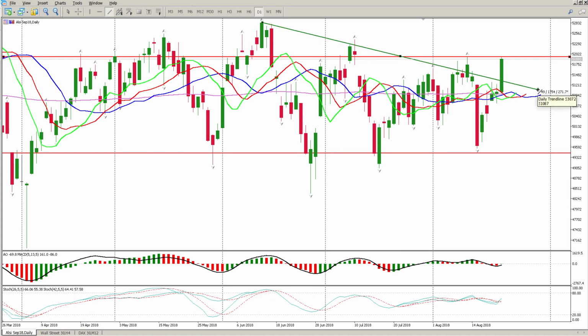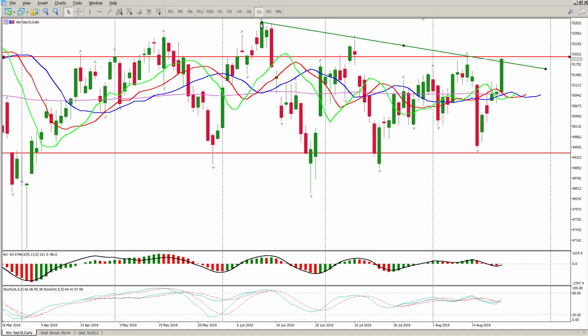So we have that trend line there. Okay, as you see, 1, 2, 3 touches. So that's the first 3 touches. We did break it here, fell off, and now we've broken it again. So the question is, has this trend broken? Or has that trend broken? Or has that trend broken?